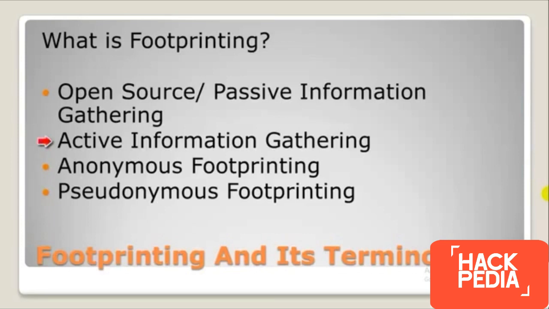After that, we have active information gathering. In the active information gathering process, attackers mainly focus on the employees of the target organization. Attackers try to extract information from the employees by conducting social engineering on site visits, interviews, or questionnaires, something similar to that. After that, we have anonymous Footprinting.